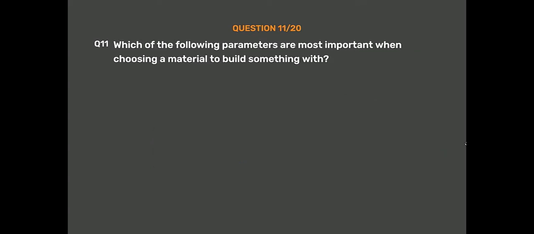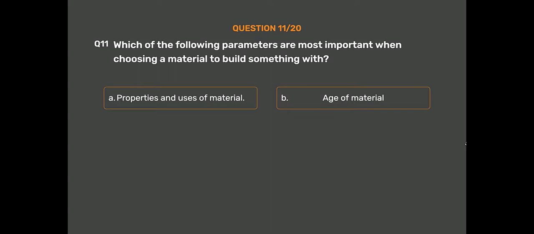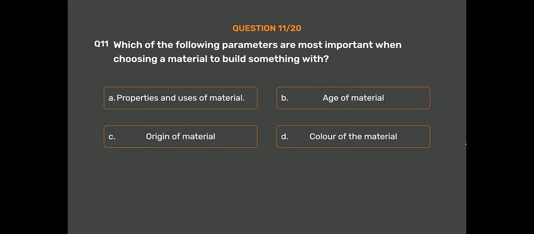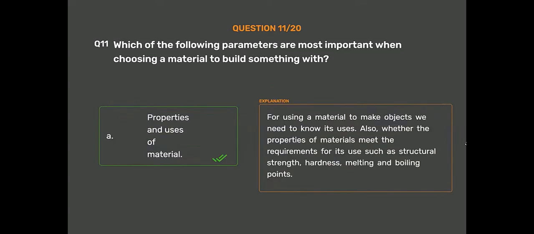Question number 11. Which of the following parameters are most important when choosing a material to build something with? Option A. Properties and uses of material. Option B. Age of material. Option C. Origin of material. Option D. Color of the material. The correct answer is option A. Properties and uses of material. For using a material to make objects, we need to know its uses. Also, whether the properties of materials meet the requirements for its use, such as structural strength, hardness, melting and boiling points.